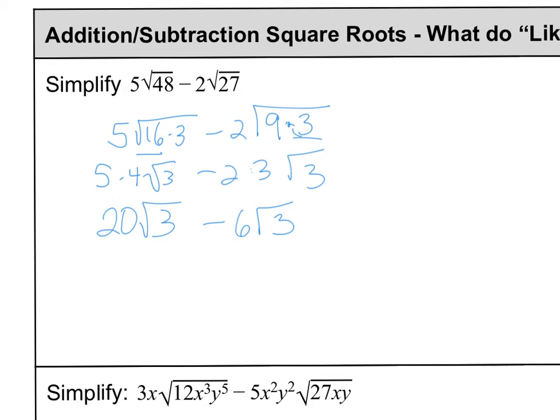And it's kind of funny, but root 3 is in some ways like an unknown. I don't know exactly what number the square root of 3 is. I know it's somewhere between 1 and 2, but it's unknown. So this unknown and this unknown are similar. So these are like terms.